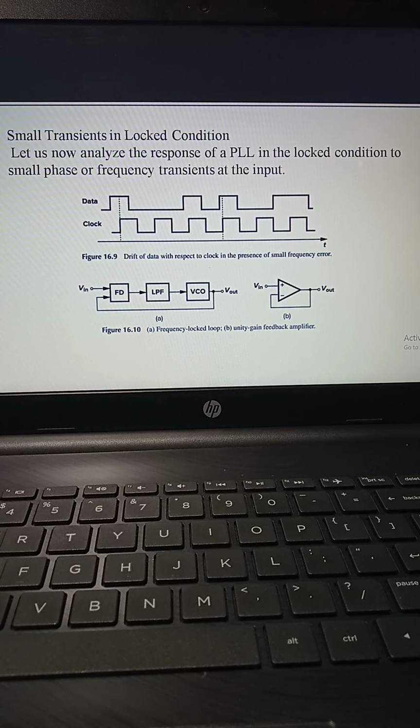non-idealities. This can be understood by an analogy with the unity gain feedback circuit in the figure beside this one. Even if the op-amp's open loop gain is infinity, the input referred offset voltage leads to a finite error between Vin and Vout. So this is in accordance with the basic understanding of the PLL. Now let us see small transients in lock condition.